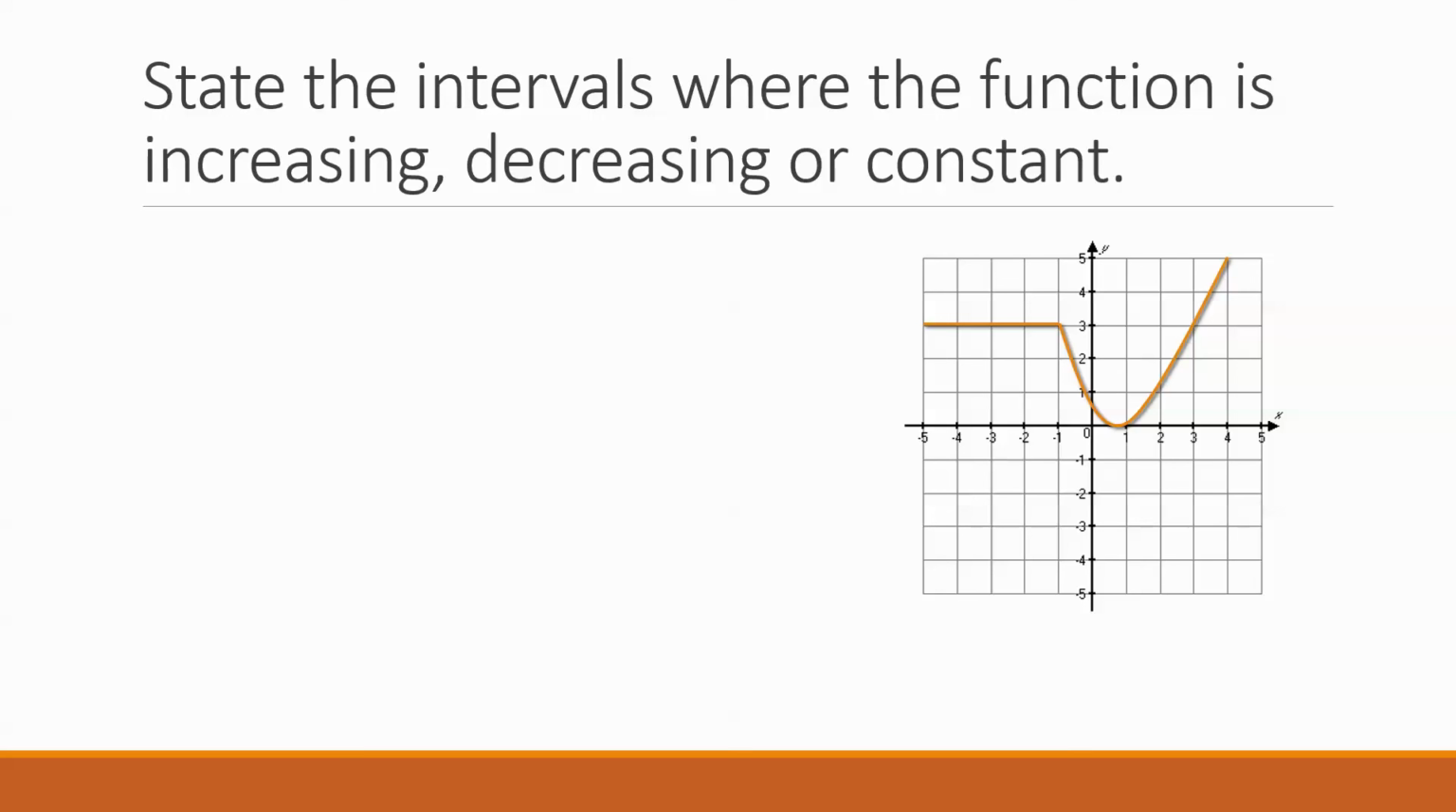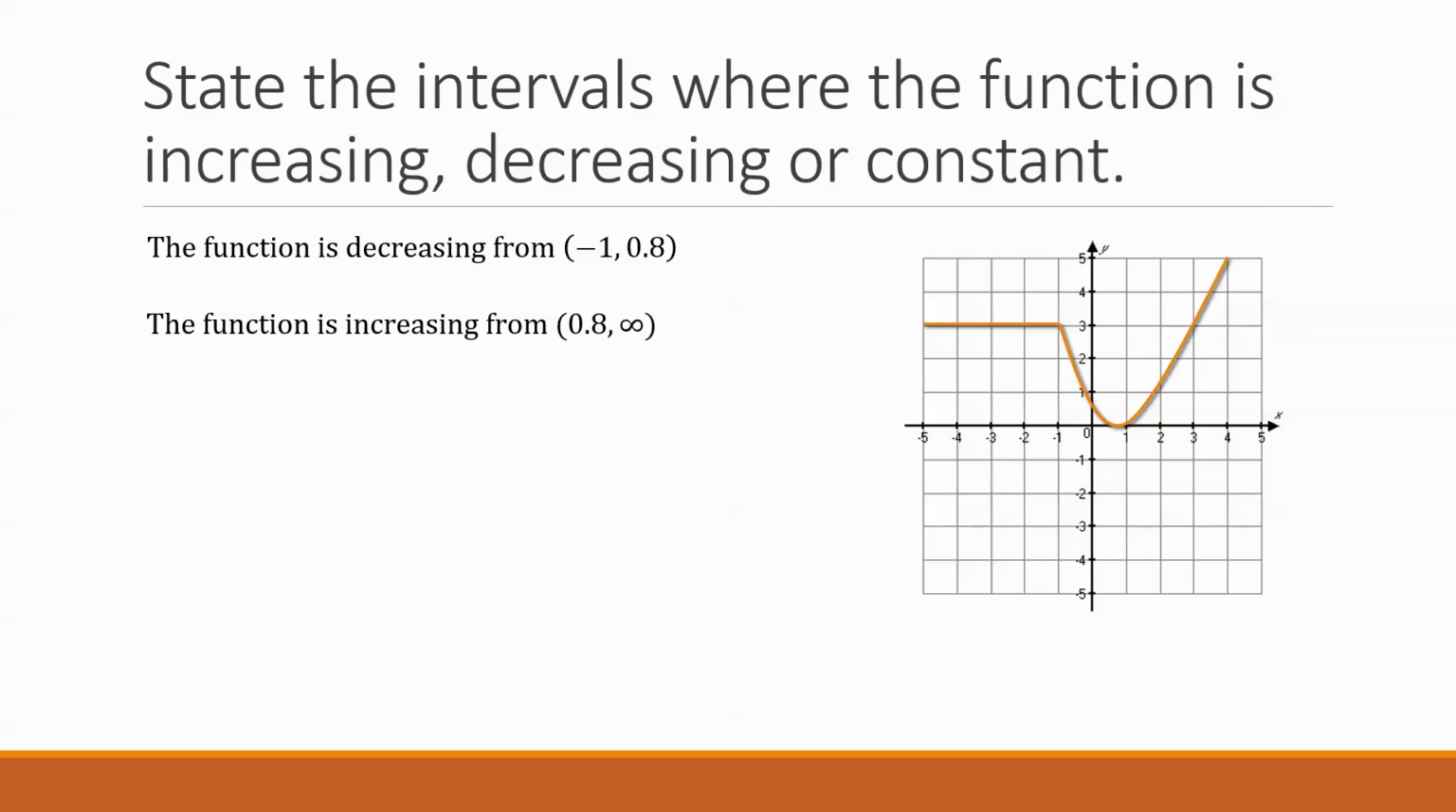So from negative infinity, if we're looking again in relationship to the x-axis, from negative infinity until we get to about -1 on the x-axis, this graph is constant. And then we begin to decrease from -1 to about 0.8 on that x-axis. We begin to decrease, and then we begin to increase again from that point on to infinity.